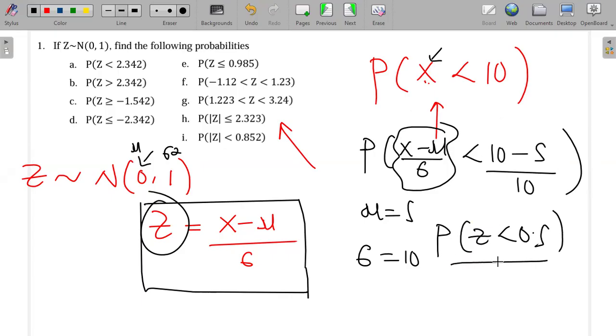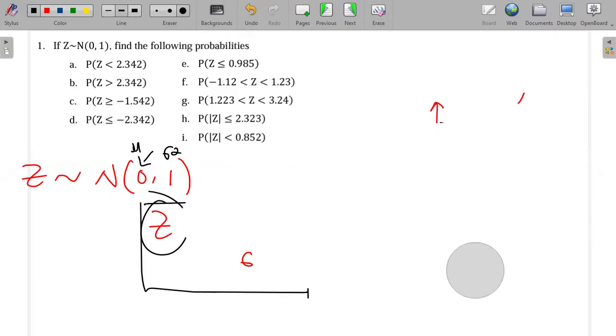We'll be finding this probability from the Z score table. There is no calculation involved. You just go to the table and get the probability. So it will be very easy for us to calculate these probabilities.